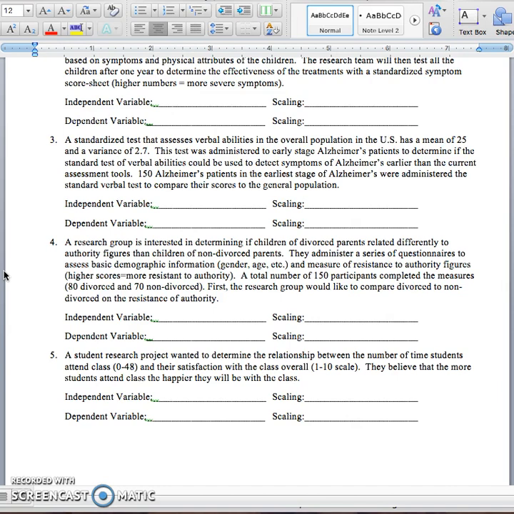Okay. So independent variable. The independent variable. Again, what are we manipulating here? We are comparing children of divorced parents to non-divorced parents. That's what we are looking at. That's what we're manipulating. We're trying to see their level of resistance to authority. That's our dependent variable. So again, we are measuring the resistance to authority, which we are setting up as depending on whether they are children of divorced parents or non-divorced parents. Okay?